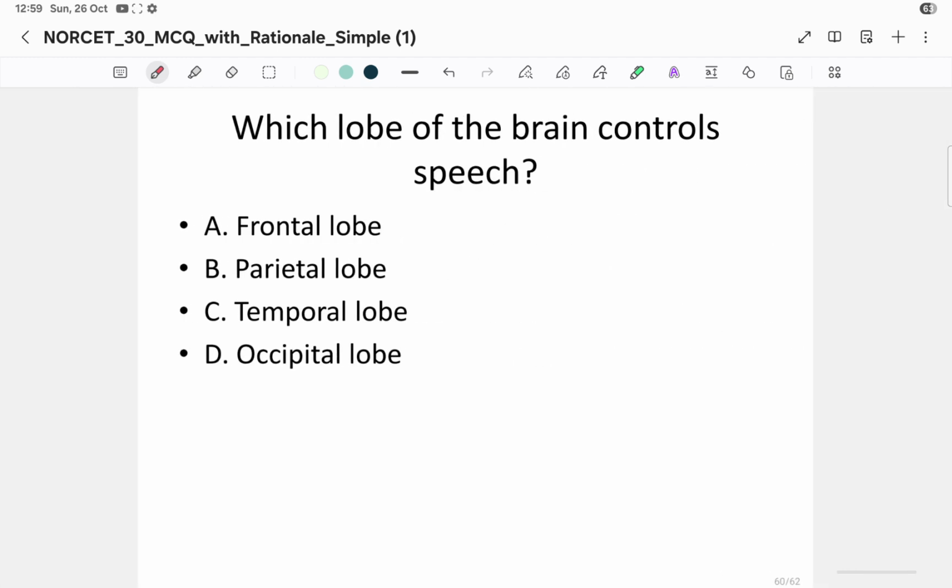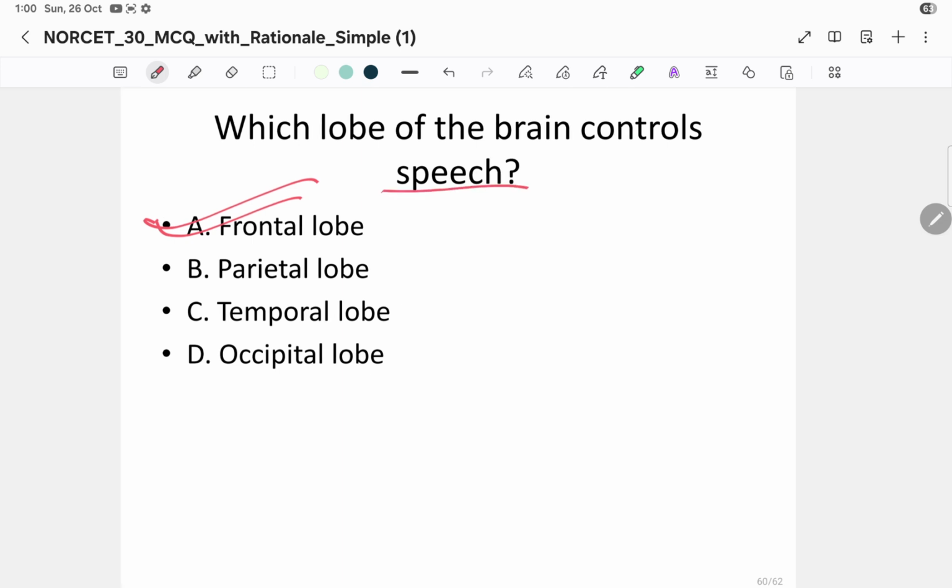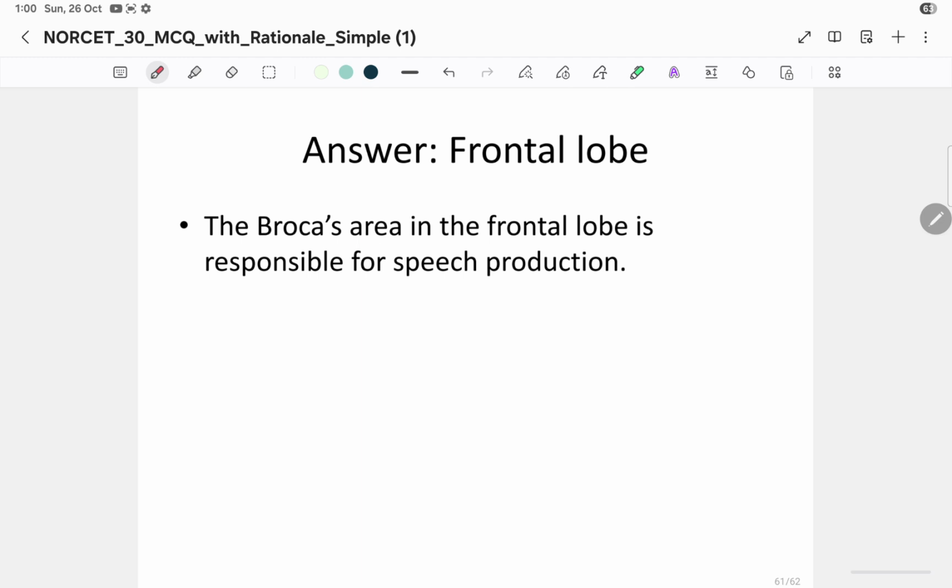Next, which lobe of the brain controls speech? Option A frontal lobe, B parietal lobe, C temporal lobe, D occipital lobe, and the correct answer is A frontal lobe. Frontal lobe of brain controls what? Speech. It is known as the Broca's area. The Broca's area in the frontal lobe is responsible for speech production.